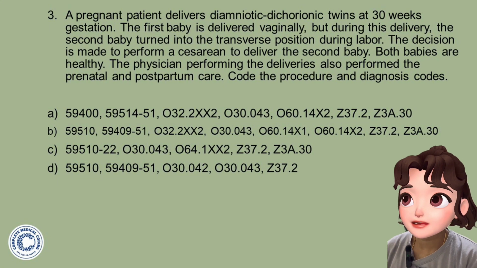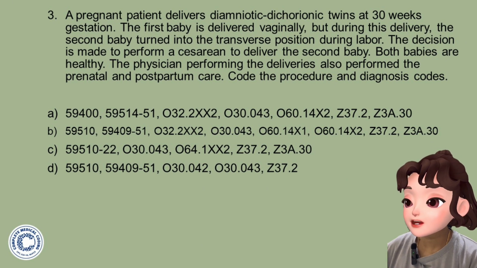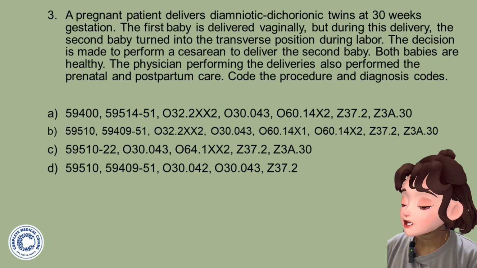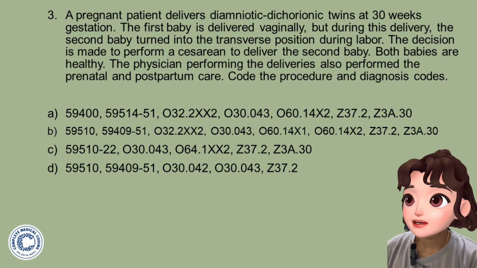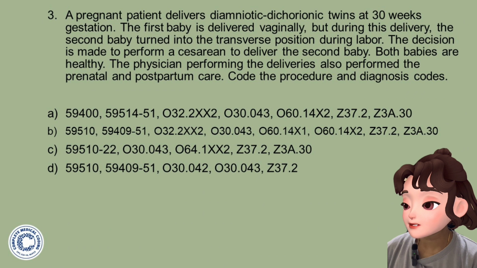So let's look into the diagnosis codes one by one. Go to the first diagnosis code, O32.2XX2. O32.2 represents maternal care for transverse and oblique lie. Transverse position, yes. During the first delivery, the second baby has been turned into transverse position, right? So this code should be included. We are just looking into the code O32.2 in the ICD code, which represents maternal care for transverse and oblique lie.